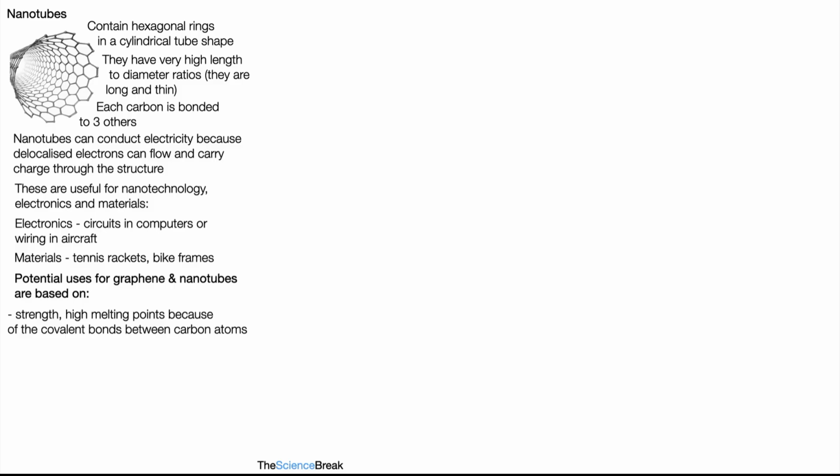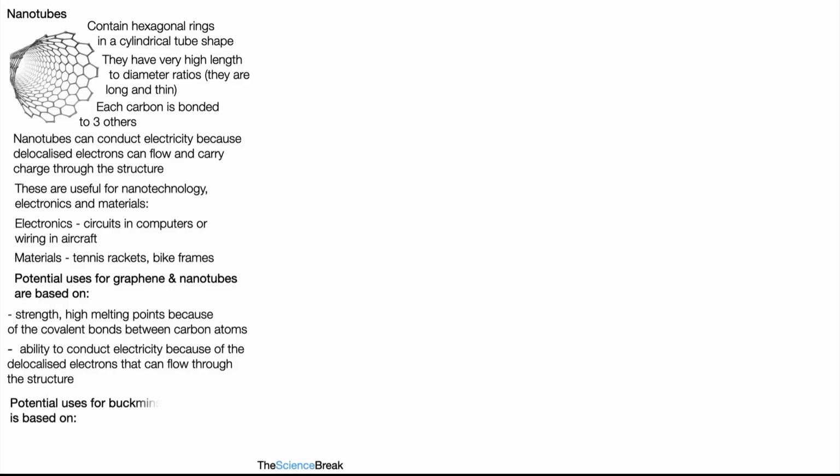Potential uses for graphene and nanotubes are based on strength and high melting points because of the covalent bonds between the carbon atoms. Also, the ability to conduct electricity because of the delocalized electrons that can flow and carry charge through the structure. Potential uses for buckminsterfullerene is based on the idea that it has a hollow shape, and it's got potential uses for delivery of drugs in the body, medicinal drugs to cells in the body, and based on its spherical shape because it makes it good as a lubricant to reduce friction between moving parts.